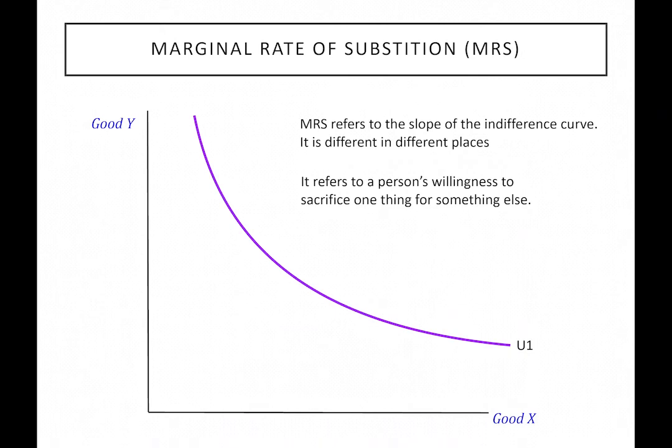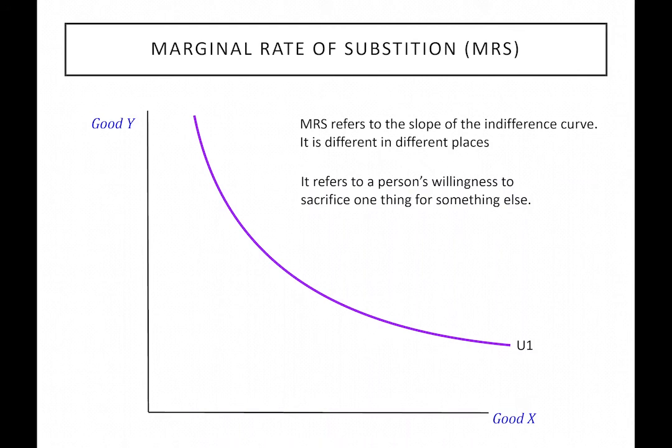Another very important point to refer to is the slope of the indifference curve. Another term for this is known as the marginal rate of substitution, or just the MRS. This refers to the willingness of a person to give up something to get something else. And so, again, it depends on the individual, but it is the amount you'd be willing to give up to get something else.